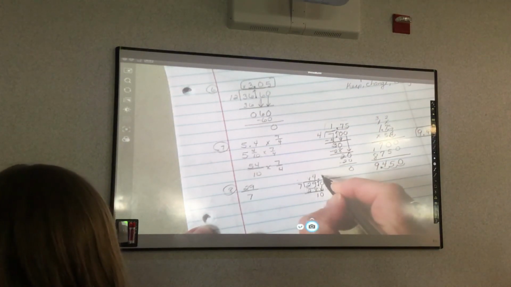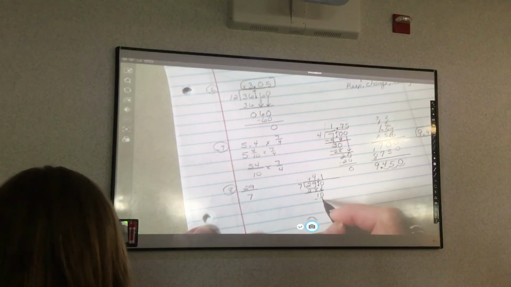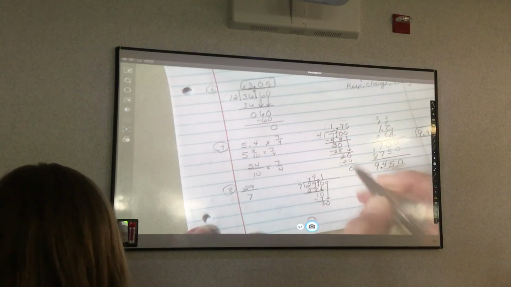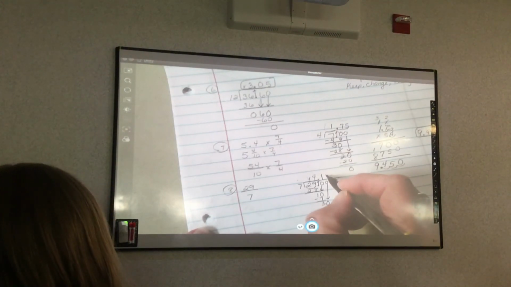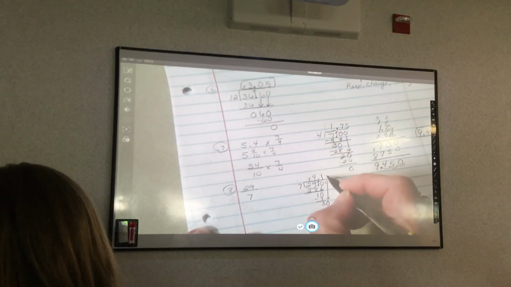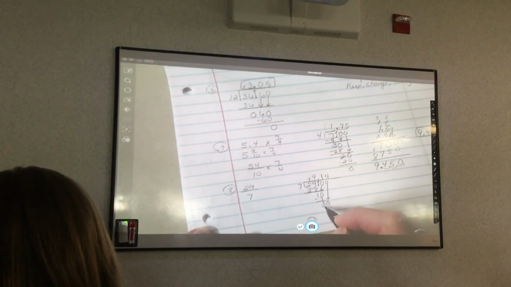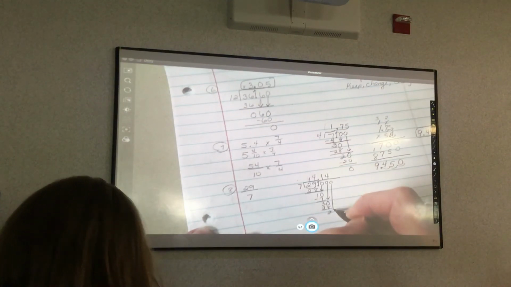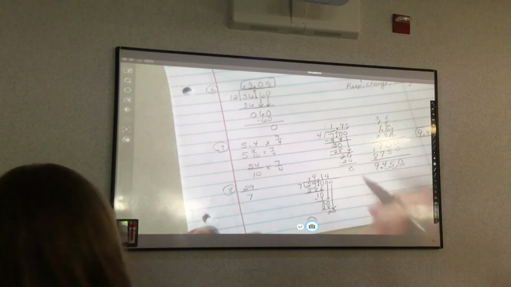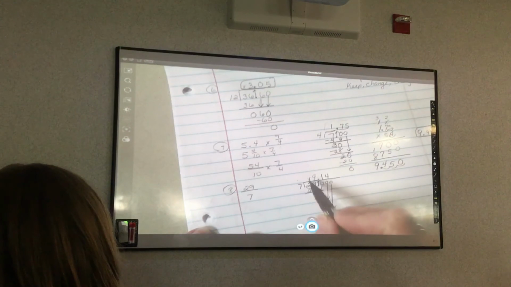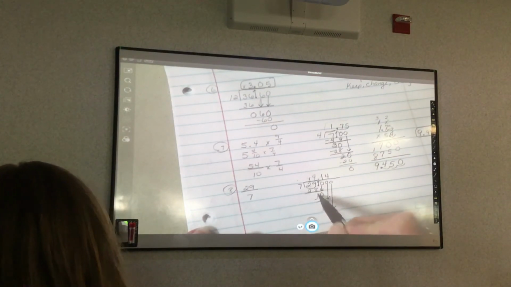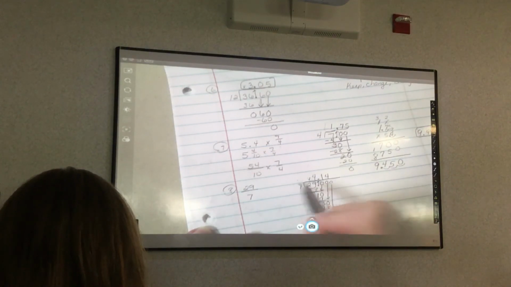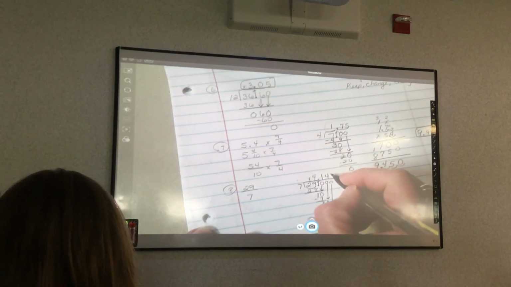7 goes into 10? Once. 3 left. Add a 0, bring it down. 7 goes into 30? 4 times. 2 left. Add a 0, bring it down. It's not repeating yet because there's 2 left. Over here, 29 minus 28 was 1 left. So it's not gonna repeat just yet. So 7 goes into 20 twice.